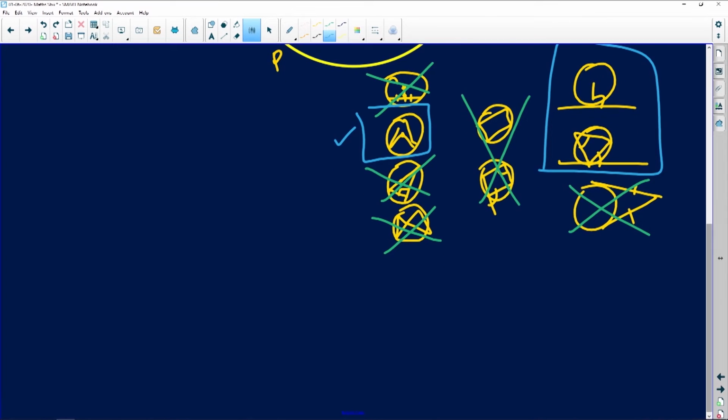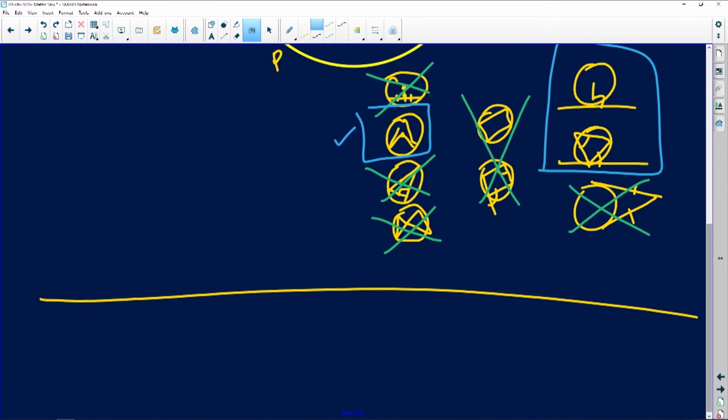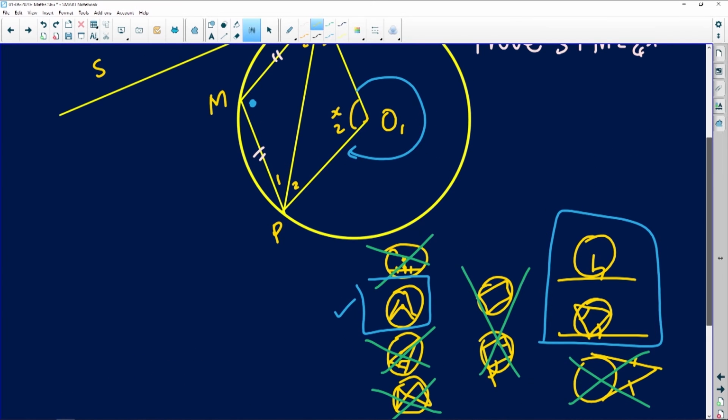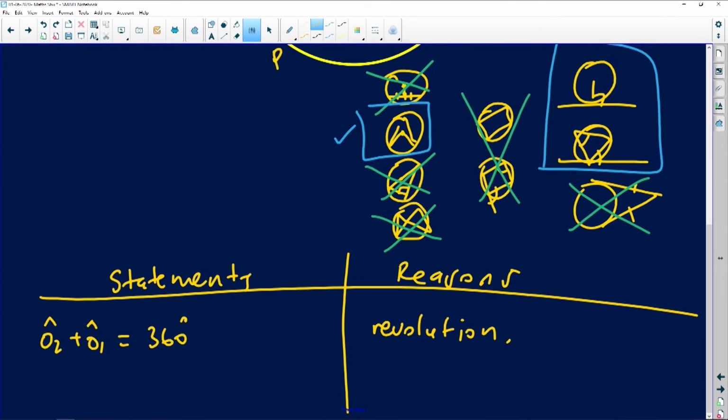So how does my argument go? My argument starts by saying the following. Remember, we've got statements and reasons. On the left-hand side, they give you a booklet with statements here, and you are putting reasons here, right? So I'm going to say angle O2 plus angle O1 is 360 degrees. This is because angles around a point, or you can say a revolution, add up to 360 degrees. That means angle O1 is equal to 360 degrees minus x. Right, I'm happy with that.